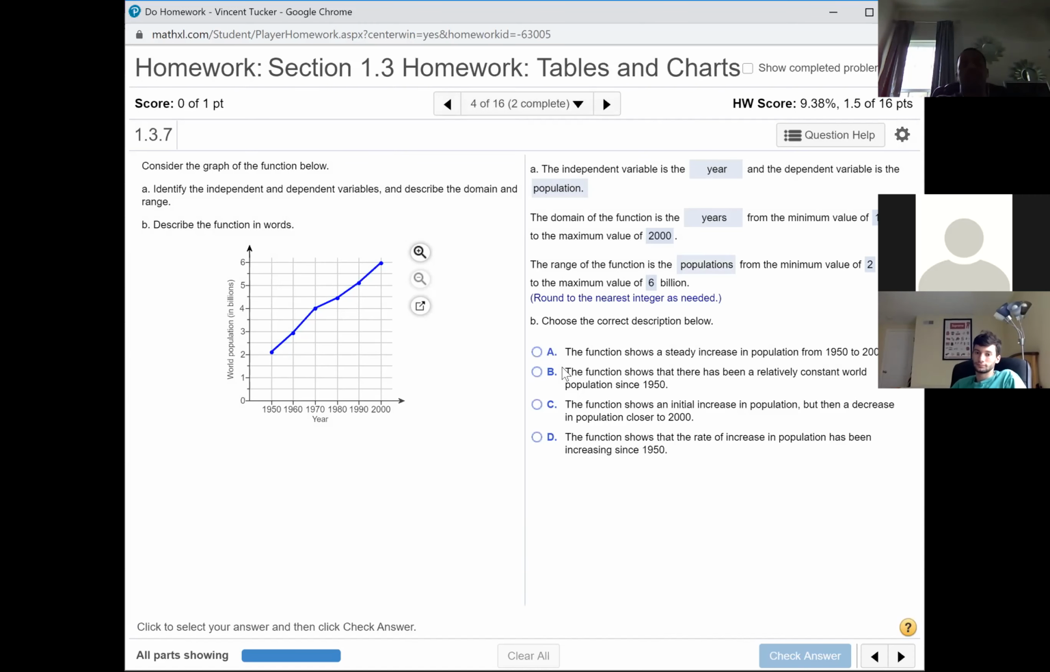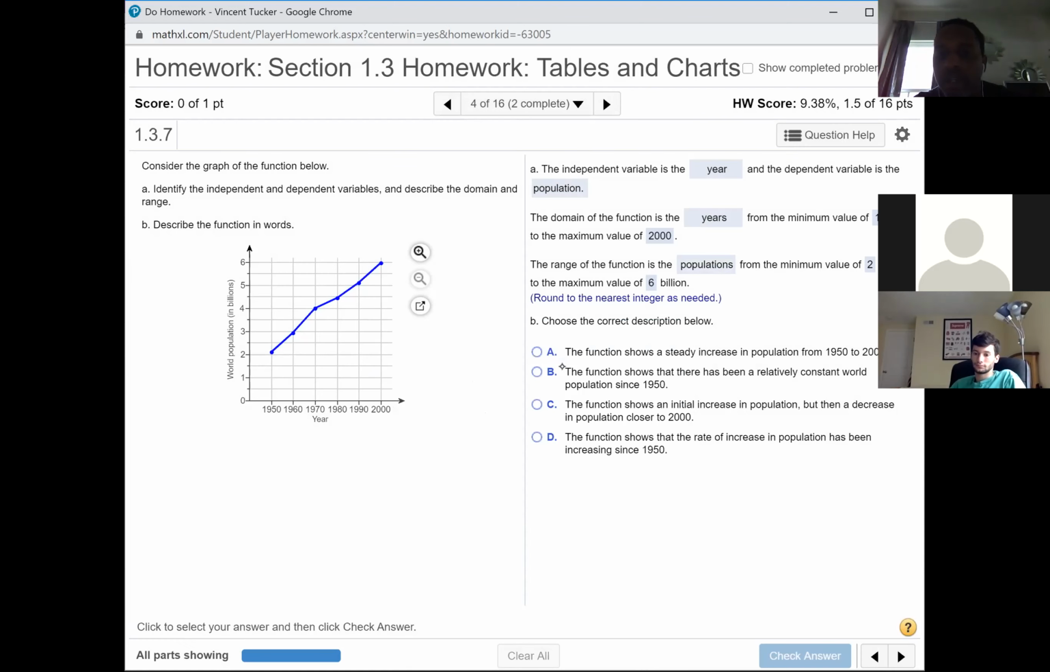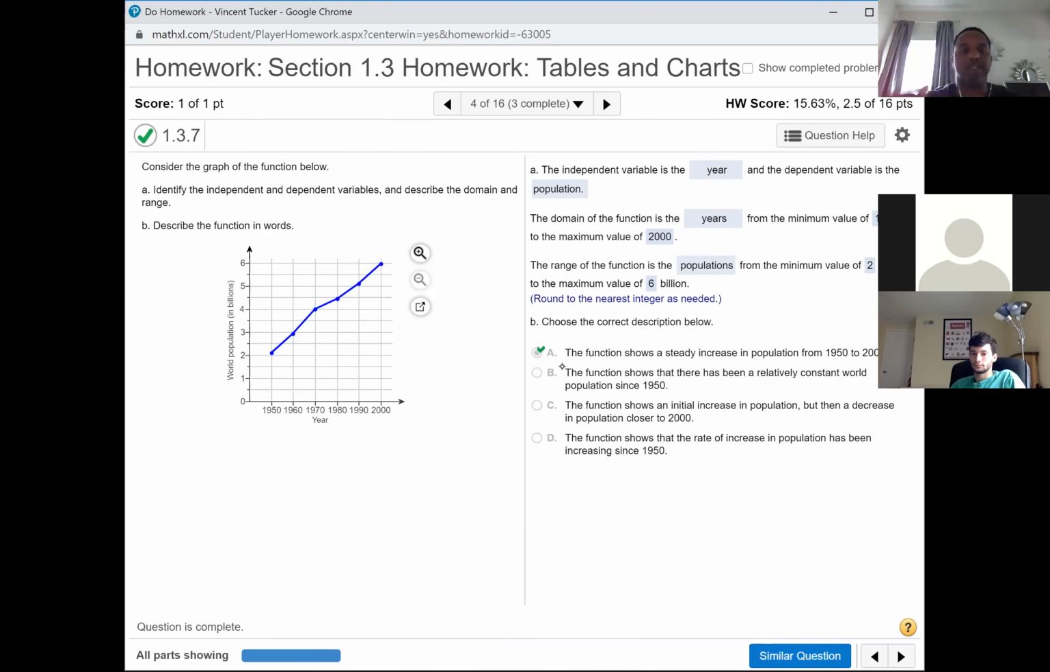All right. So this section is going to be on tables and charts, and you'll be reading them accordingly. Hold on, did I miss one? Oh, okay. The function, it says B, the function shows a steady increase in population from 1950 to 2000. This one we found out last class would be A, even though A and D are similar. The function shows that the rate of increase in population has been increasing since 1950. So it's kind of similar, but what they really want here should be A. And I think it's about being the best way to describe what you see here. The function shows a steady increase in population from 1950 to 2000.